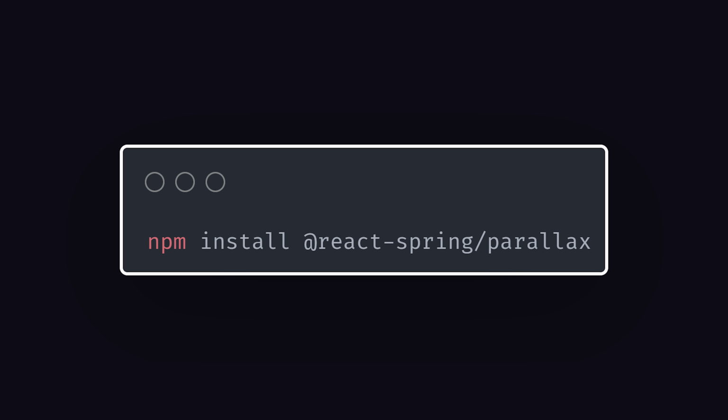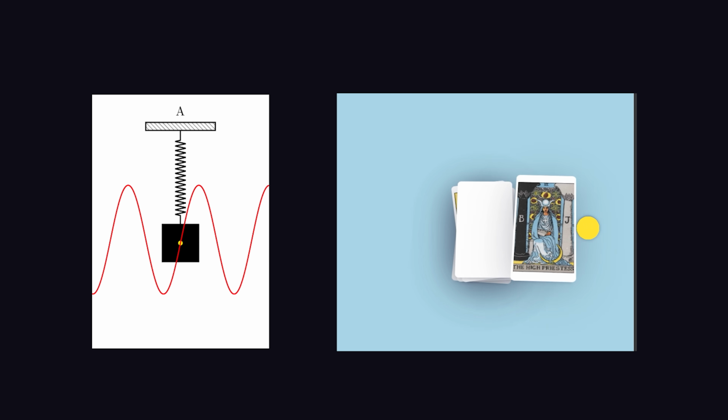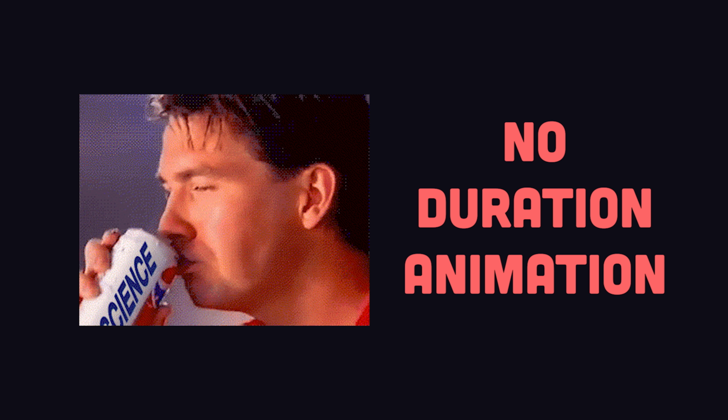To get started, create a React app with your favorite tool. I'm using Vite. From there, install the React Spring Parallax package. If you're not familiar, React Spring is an awesome tool that can easily add life to your components with spring animations, which itself is a technique that relies on physics instead of durations and curves for defining animations.